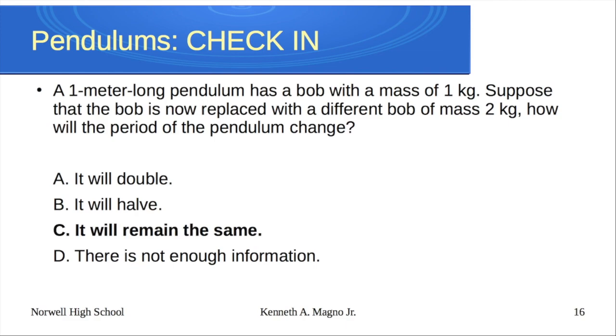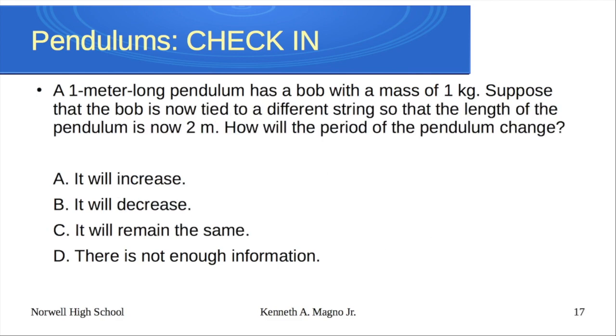Because again, the period is T equals 2 pi square root of L over g. Mass is not in the equation at all. Okay? So now we have a 1 meter long pendulum with that 1 kilogram mass, but we now change the string it's tied to, and we double that length to 2 meters. So how will the period of the pendulum change? Will it increase, decrease, remain the same, or we don't have enough information? And again, it will increase because we're dealing with the square root of L over g. So square root of 2. It'll increase by a factor of the square root of 2.